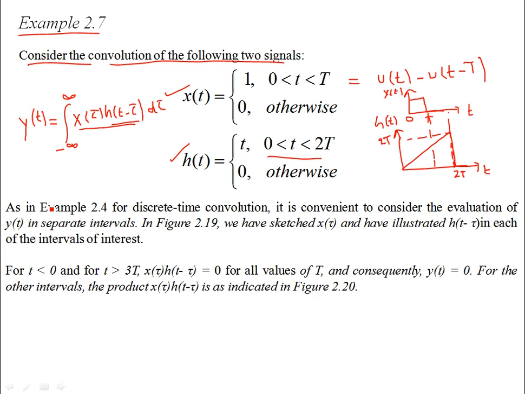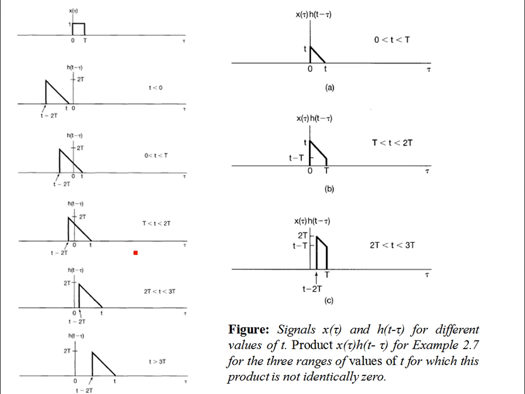For this example, if you recall, in past video lectures we considered example 2.4, which concerned the discrete-time convolution sum, and we partitioned it into 4 or 5 intervals. We do the same over here. It is convenient to consider the evaluation of y(t) in separate intervals. In figure 2.19 we have sketched x(tau) and illustrated h(t minus tau) in each interval of interest. So let's have a look at this figure 2.19.